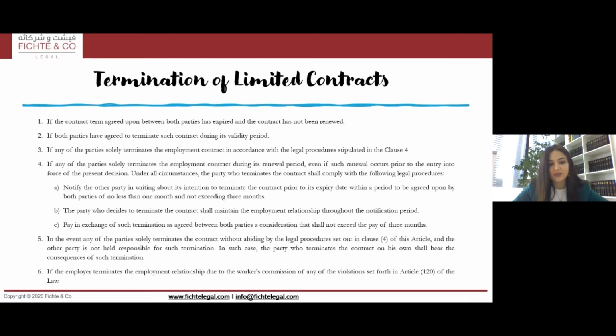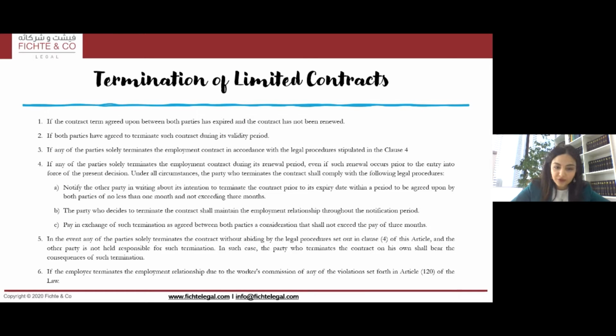Second requirement as per the law is that the party who decides to terminate the contract shall maintain all the rights and obligations as per the contract until the end of the employment relationship. And third is the payment responsibility of the parties after the termination of the contract. We have 2 more options.